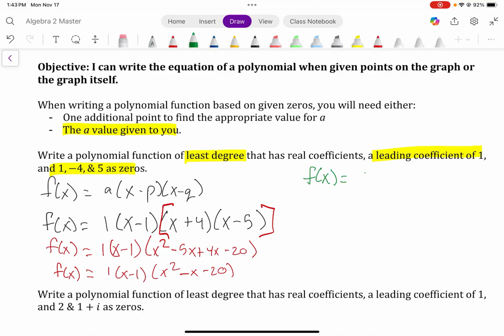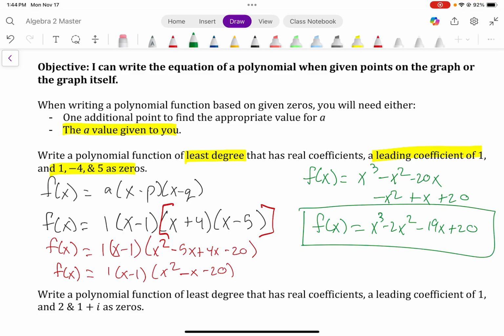So I'm now going to have x cubed minus x squared minus 20x minus x squared plus x plus 20. That's just me doing my distribution process. X times each of the trinomial members, and then minus 1 times each of the trinomial members. That's going to give me x cubed minus 2x squared minus 19x plus 20 for my final answer.